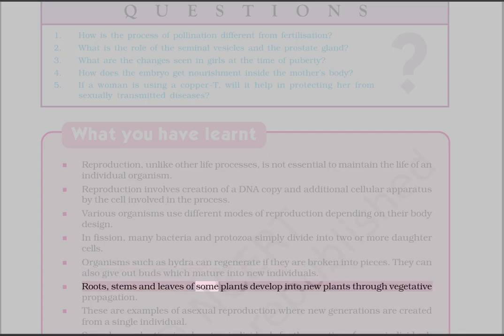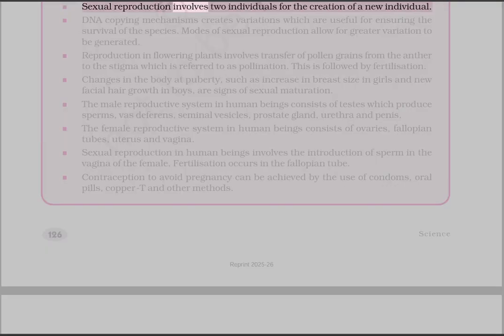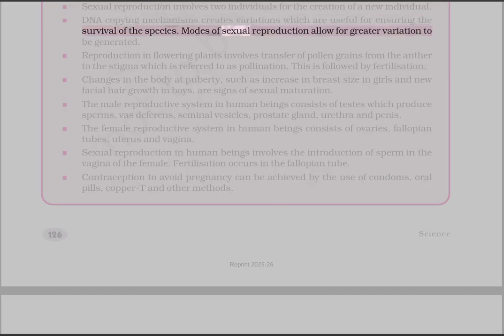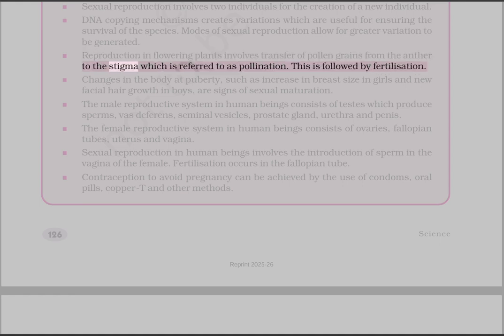Roots, stems and leaves of some plants develop into new plants through vegetative propagation. These are examples of asexual reproduction where new generations are created from a single individual. Sexual reproduction involves 2 individuals for the creation of a new individual. DNA copying mechanisms create variations which are useful for ensuring the survival of the species. Modes of sexual reproduction allow for greater variation to be generated. Reproduction in flowering plants involves transfer of pollen grains from the anther to the stigma, which is referred to as pollination. This is followed by fertilization.